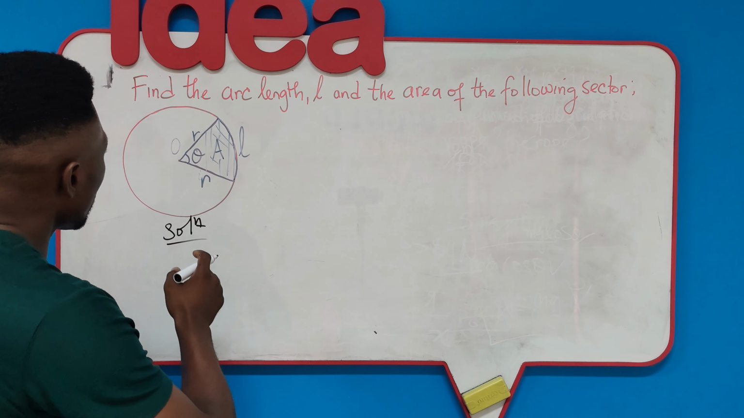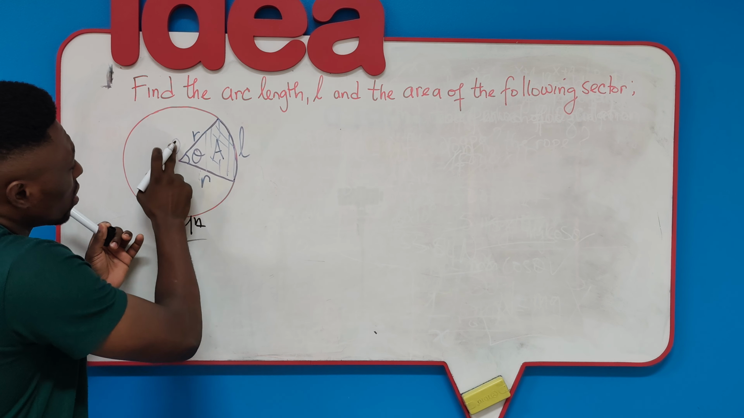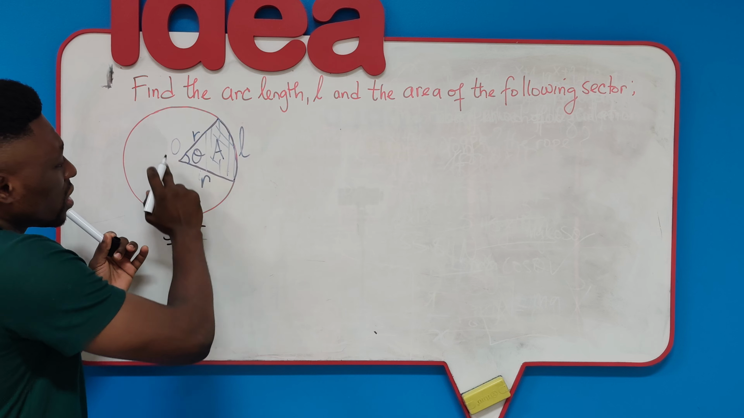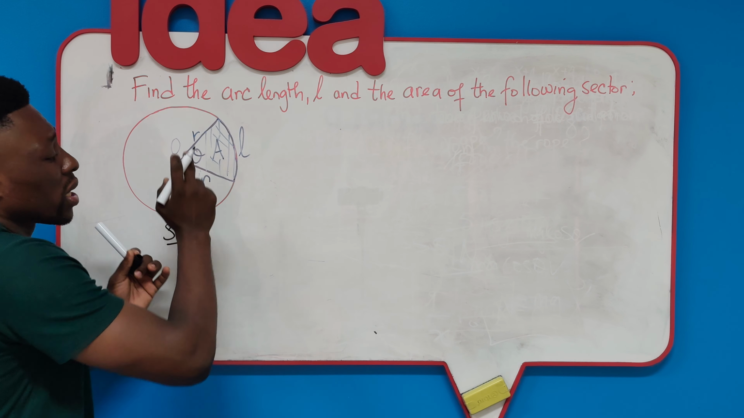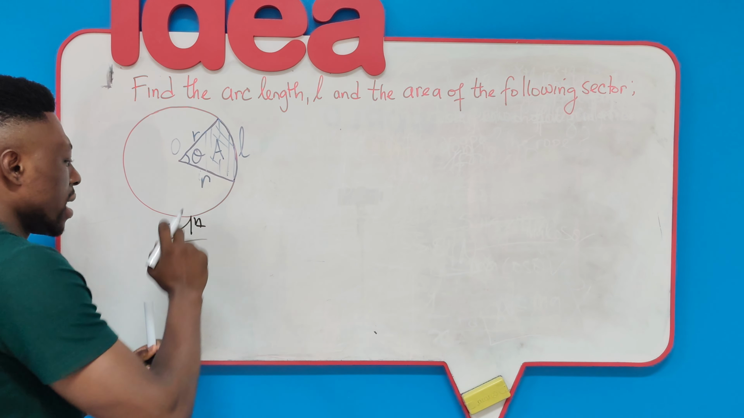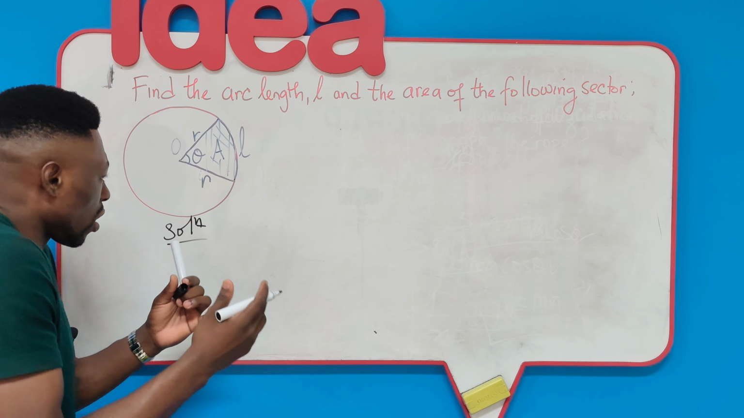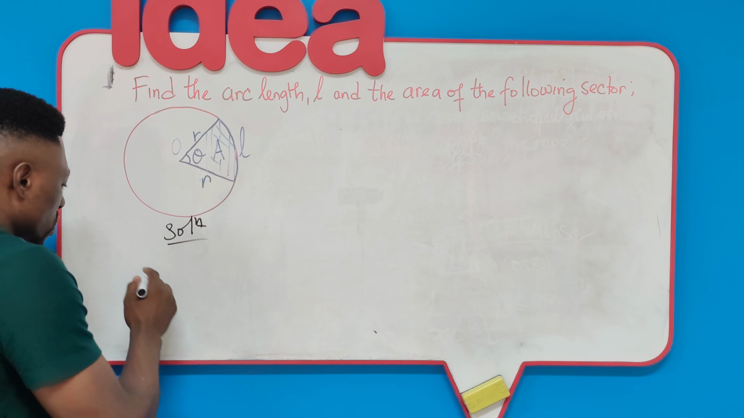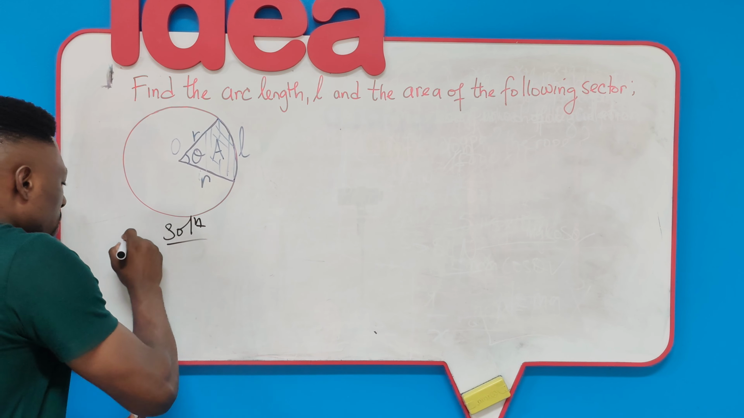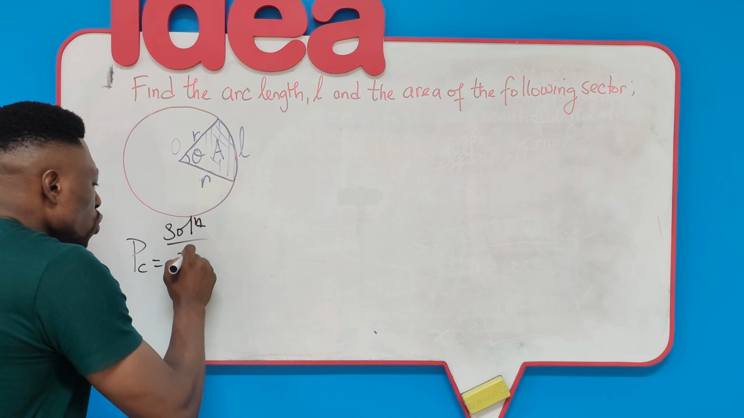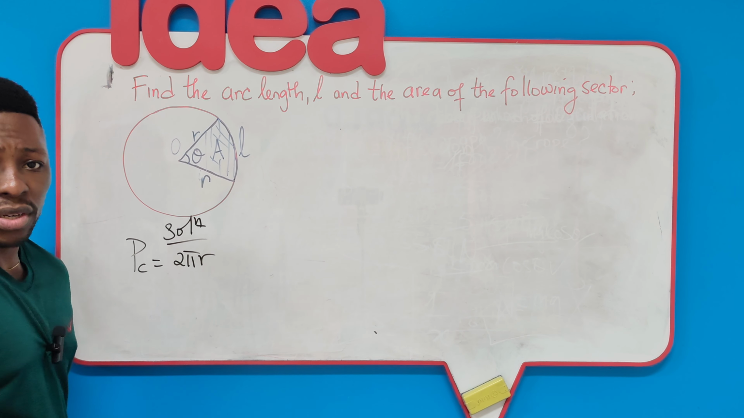Now, follow me, dear friends. This is a circle of center O and of radius r, which sustains a sector or an arc with an angle theta. Now, find the arc length. We know that the perimeter of a circle, which in other words can be called the circumference of the circle, I will denote it by P, is given by 2 pi r, where r is the radius.